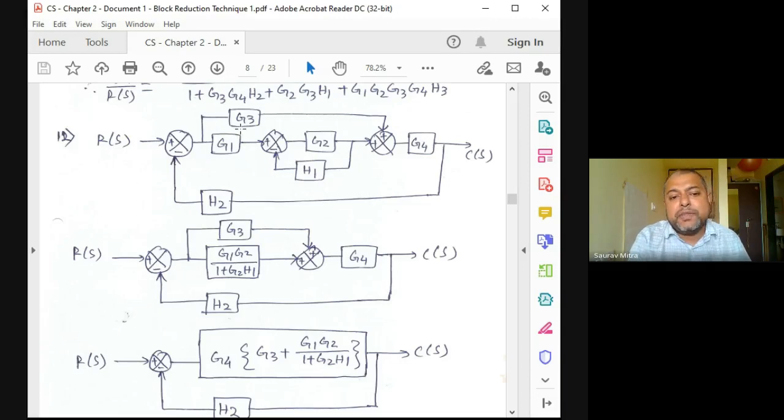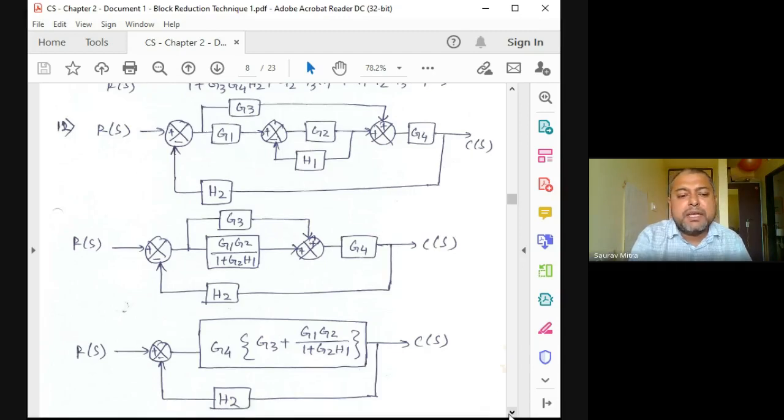And then there is G3. So there are two gains in a parallel path. So what we do is we add them. The same input is coming, getting multiplied with R(S); G3 is coming here, and R(S) G1 G2 by 1 plus G2 H1 coming here. So actually we combine these two things, that is G3 plus G1 G2 divided by 1 plus G2 H1. This summing point 2 is getting removed because you have to add that. And after that, the whole thing is getting multiplied with G4. So G4 into this.